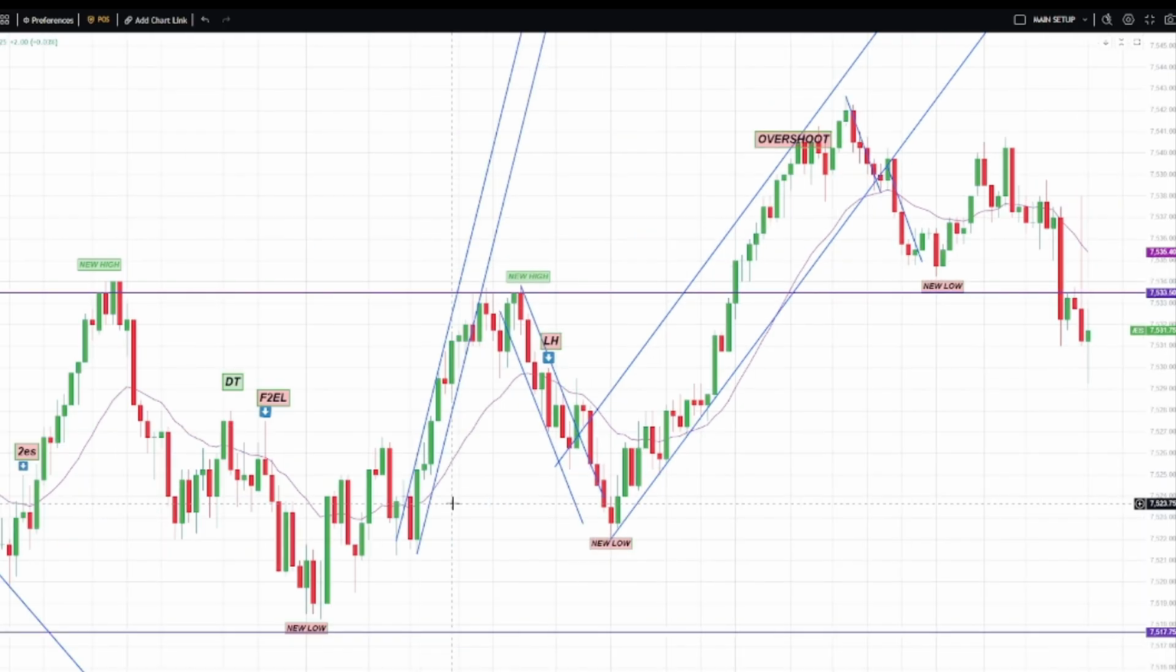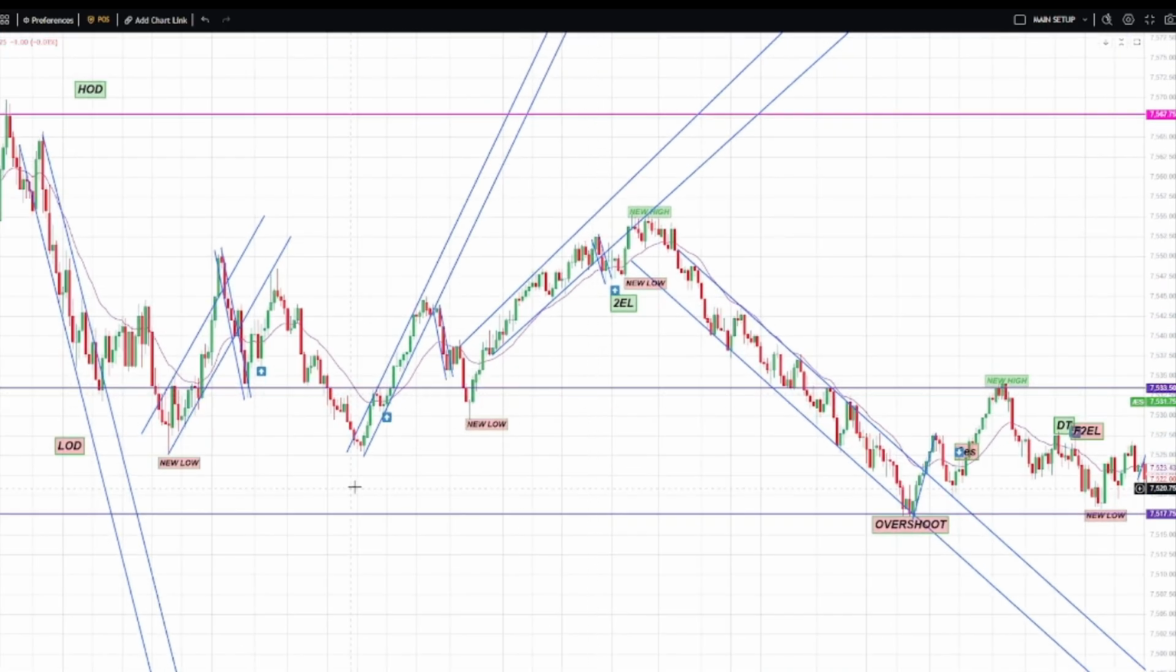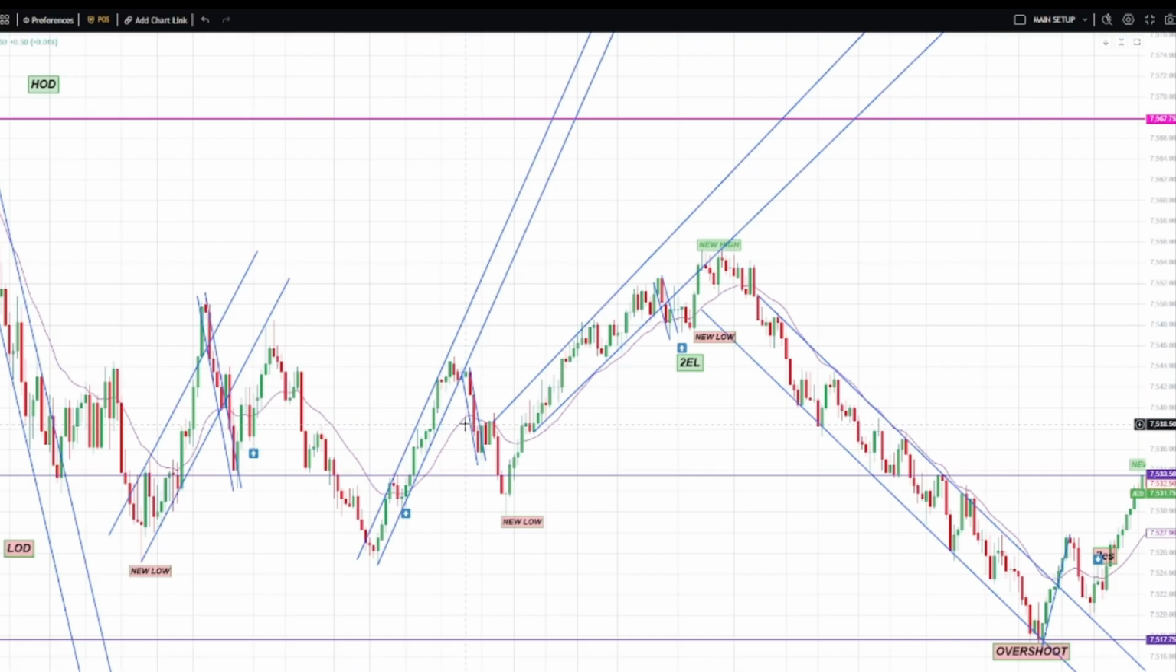So that was the trading session today. A little bit slow, but definitely some good trades if you were patient and you waited for the right setups.